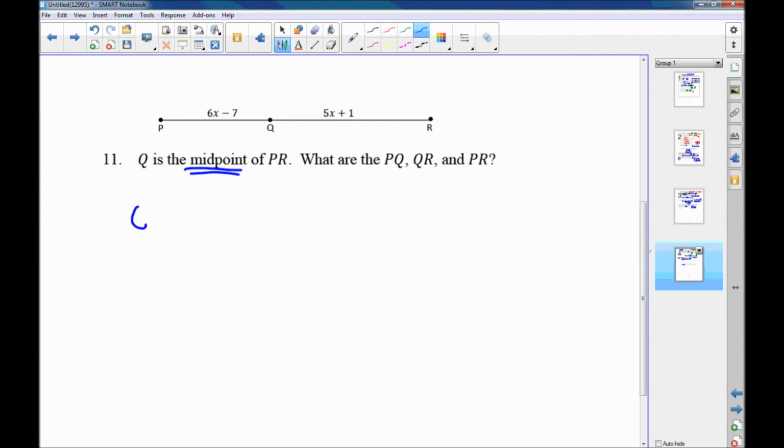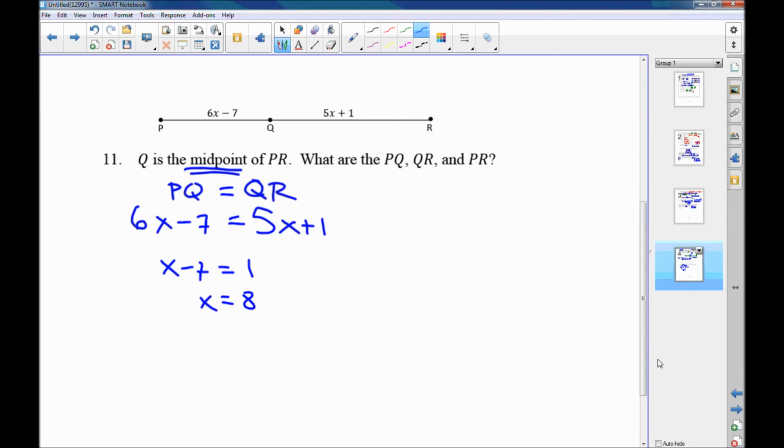So let's see, that means since Q is the midpoint, then PQ should be equal to QR. So the value of PQ should be equal to the value of QR, because Q is the midpoint. All right, so then I replace them with their algebraic values, 6x minus 7 and 5x plus 1, and now we'll solve it. I'll move the 5x over to make x minus 7 equals 1. And then I'll move the 7 over to make x equals 8. So now I know the value of x.